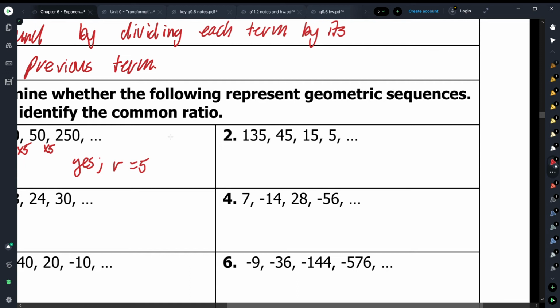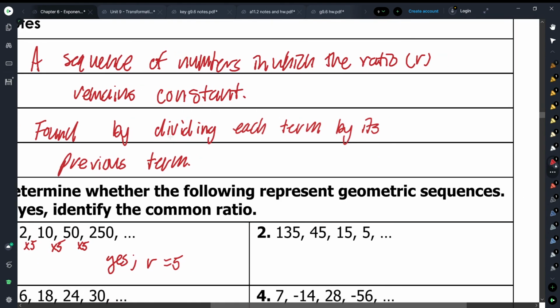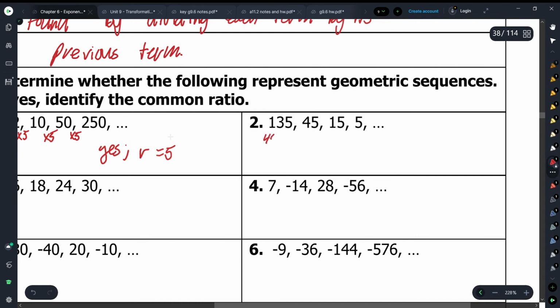So it is multiplying, okay? From 135 to 45, what's happening here? Let me get a calculator. I'm gonna do 45 divided by 135. One third. So basically, I divide by 3 to get 45. 45 divided by 3 is 15. So yes, it's the same thing that you're dividing by every time. Remember, the common ratio is found by dividing each term by its previous term. So 45 divided by 135 is one-third, and 15 divided by 45 is one-third. 135 times one-third is the same thing as 135 divided by 3. So yes, this is a geometric sequence, and my ratio is 1/3.